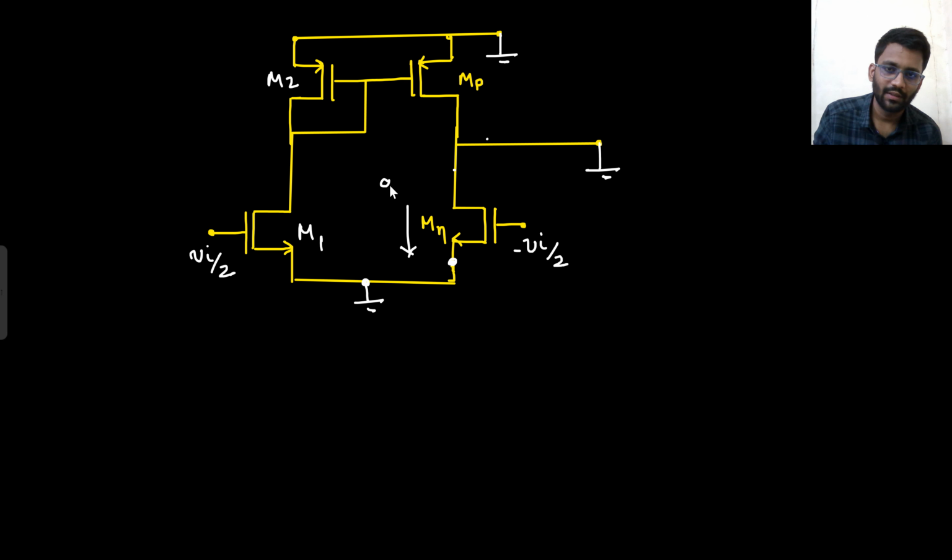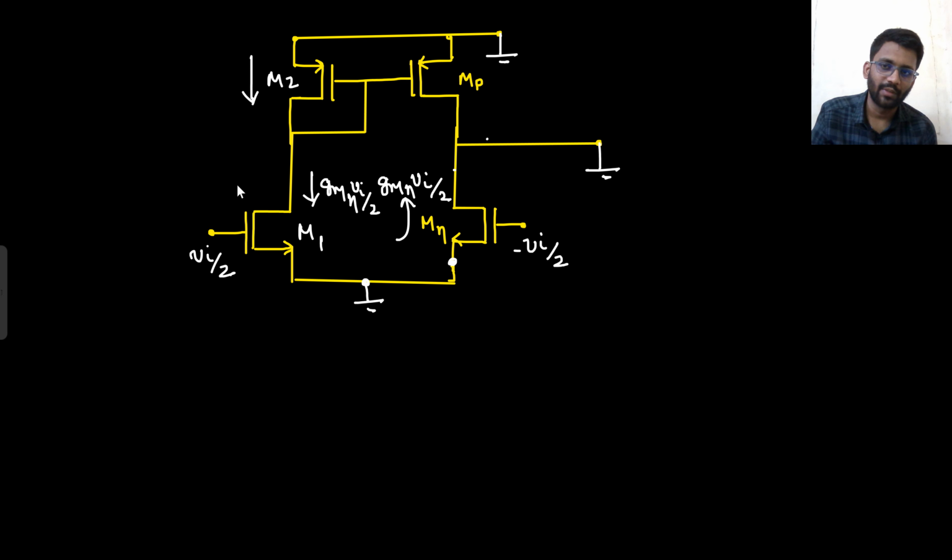That current would be gmn, no, in the upward direction that current would be gmn Vin by 2. What about the current here? That current would be, since this is also an NMOS, this is also an NMOS, so here the current would be in the downward direction, gm Vin by 2.